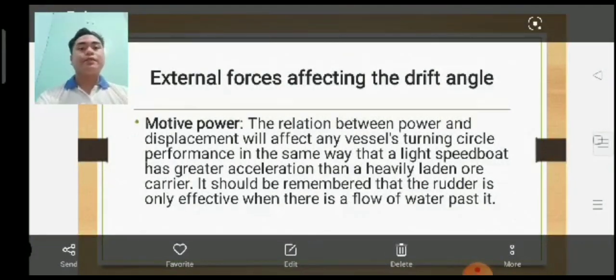The external forces affecting the drift angle. So, motive power. The relation between power and displacement will affect any vessel's turning circle performance in the same way that a light speedboat has greater acceleration than a heavily laden carrier. It should be remembered that the rudder is only effective when there is a flow of water past it.